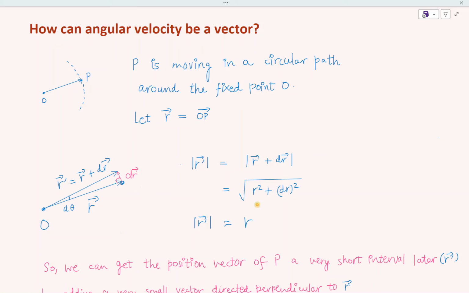तो यहाँ पे I can neglect this dr square term, right? I can neglect this dr square term inside the under root, and therefore I'll get that the magnitude of R prime is the same as the original vector R. So this is very interesting, कि मैंने एक वेक्टर लिया R, उसमें कोई भी छोटा सा वेक्टर मैं अगर उसके परपेंडिकुलर ऐड कर देता हूँ तो जो रिजल्टेंट मिलता है मेरे को उसका मैग्नीट्यूड भी ओरिजिनल वेक्टर के बराबर ही होता है. So this is a very interesting fact.